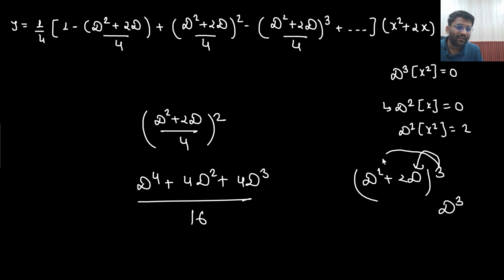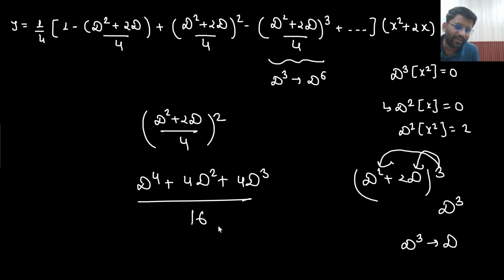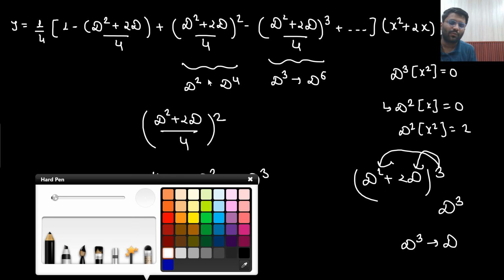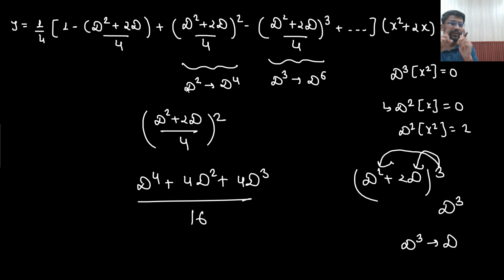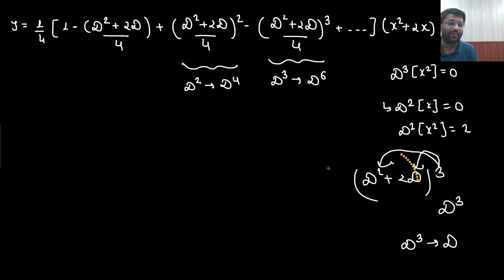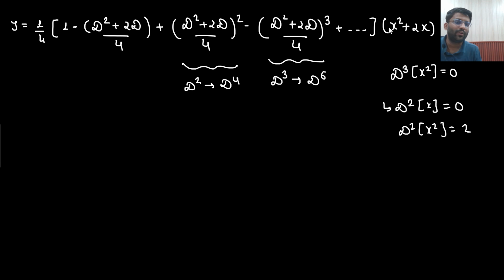From this expression, the minimum power you will get is d to the power 3 and the maximum power will be d to the power 6. Here, the minimum power that you will get is d to the power 2 and the maximum power will be d to the power 4. So what do you understand? Here one term of d to the power 2 will come. My target is that, sir, I need to go till d to the power 2, because I know that d to the power 3 on x square plus 2x will throw the answer to be 0 only. So maximum I need to go till d to the power 2.